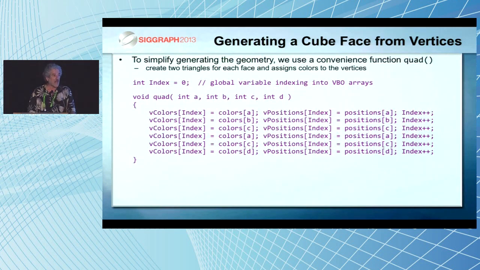So if I want to do that, then within this little quad function, I actually define 6 vertices, or put 6 elements into those arrays: A, B, and C, A, C, and D.